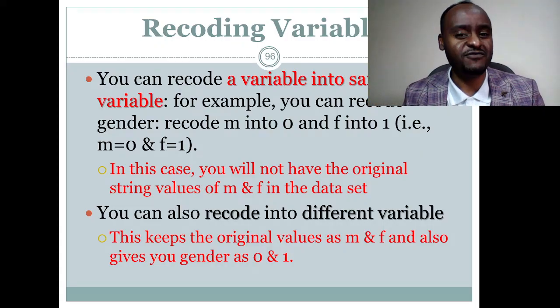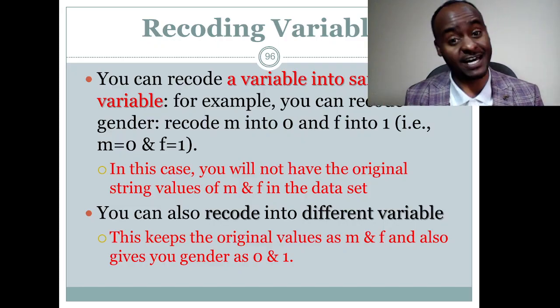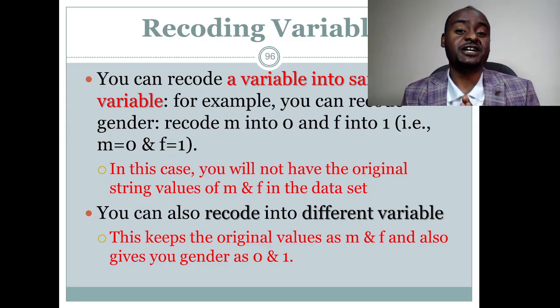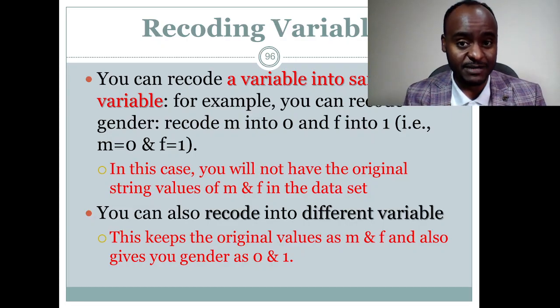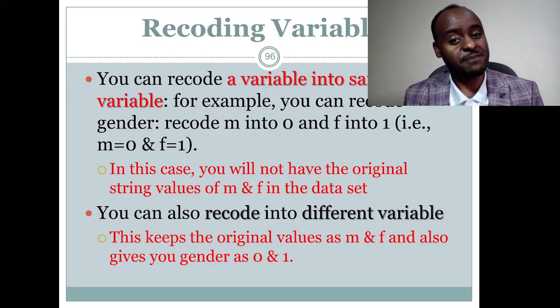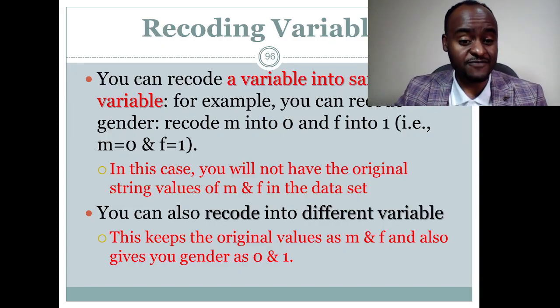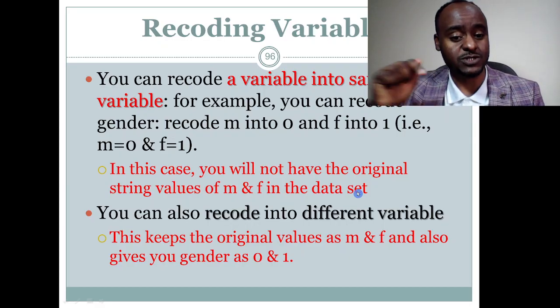Sometimes if you do some editing on an MS Word document and you want to keep the original as it is, you can save as, right? But if you do recording onto the same variable, you are doing the change on the same variable and there is no new variable in this case. So you are going to lose the previous variable. Maybe the code will be changed. In this case, you will not have the original string values of m and f in the data set because you do the recording onto the same variable.